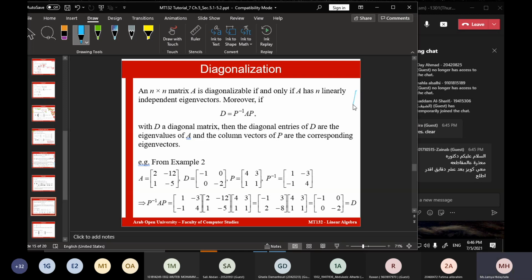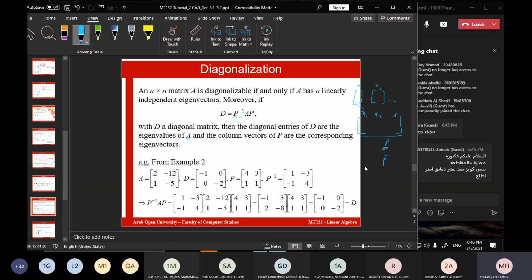For example, the first eigenvector, let's call it x1, and the second eigenvector, let's call it x2, and so on. Take them and put them in a matrix such that the first column is x1, the second is x2, and so on, for all the eigenvectors. So this new matrix is your matrix P. And then what you need? You need the P inverse. From where do you get the P inverse? Just find the inverse of that matrix. This is going to be your P inverse.